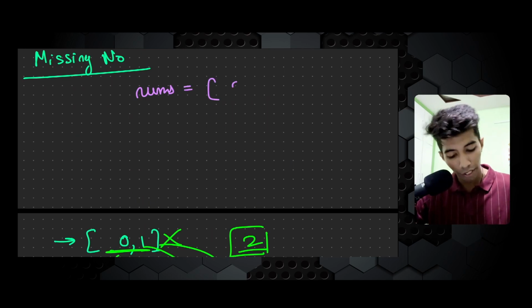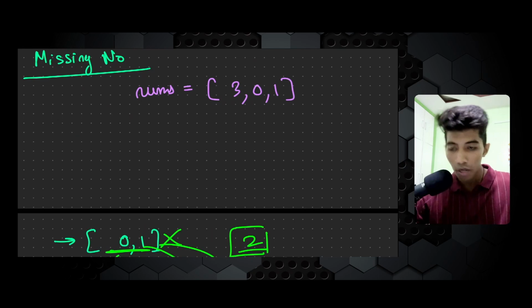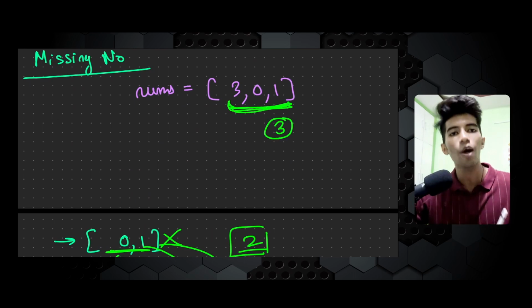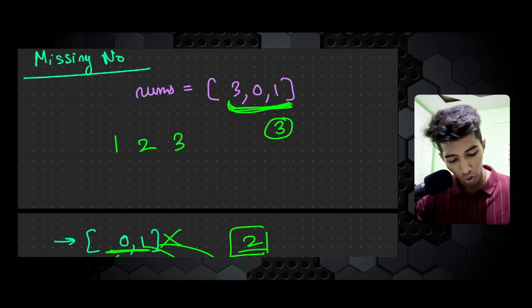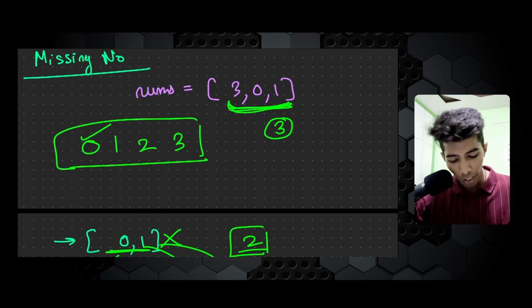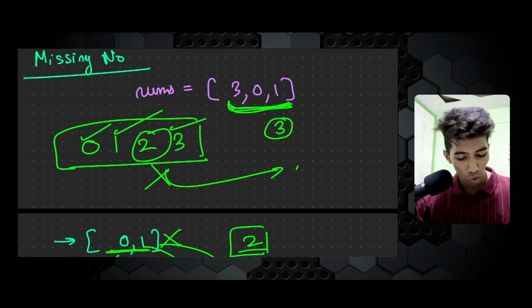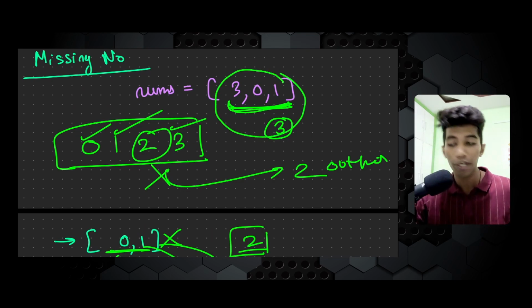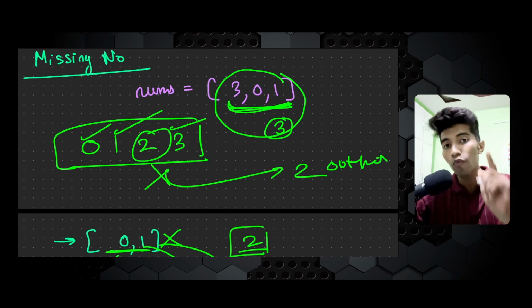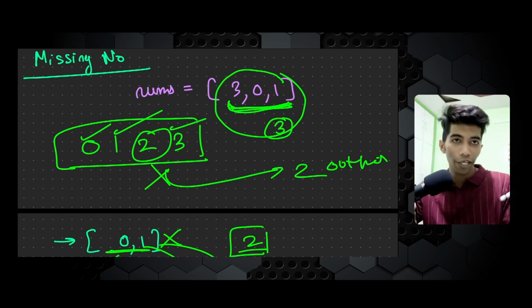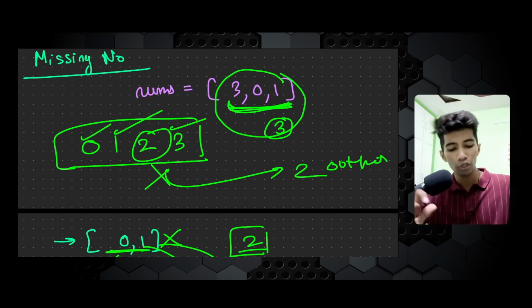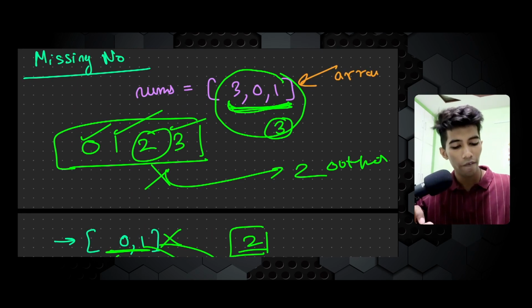Let me write here: nums is given to me as 3, 0 and 1. How many elements are there in this array? 3 elements. Write the counting from 0 up to 3. Now 0 is here, 1 is here, 3 is here, 2 is not here. So 2 will be my output. So what we have to do is count the number of elements in this particular list or array, then go through the numbers from 0 up to that count, and the missing value which is not present in the array will be your ultimate output.